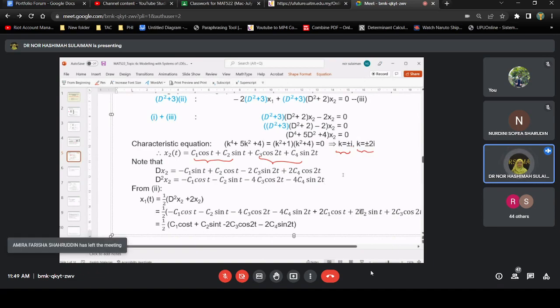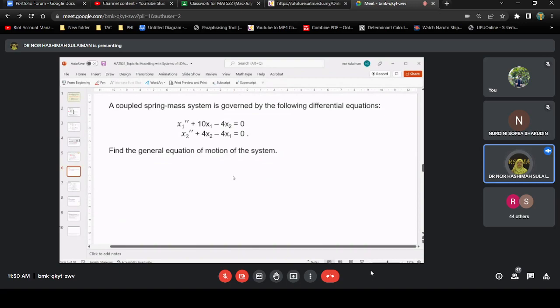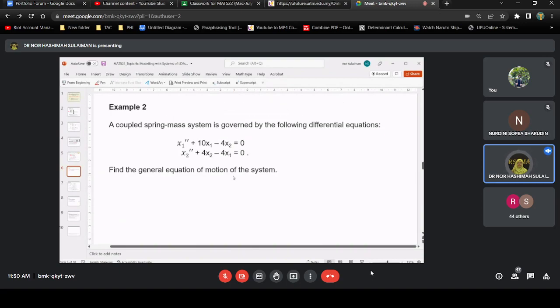Alright, so itu kaedahnya. Ini cara macam nak selesaikan benda ni. So that's nothing new lah. Yang ini cuma application sahaja. Kaedah je sama, right? So, kita tengok seterusnya ada apa. Yang ini a couple spring mass system is governed by the following differential equation. Yang ni tak payah masukkan tu, dia dah bagi kat you. Find the general equation of motion of the system, meaning that you are required to find the x1 in terms of t as well as the x2 in terms of t.